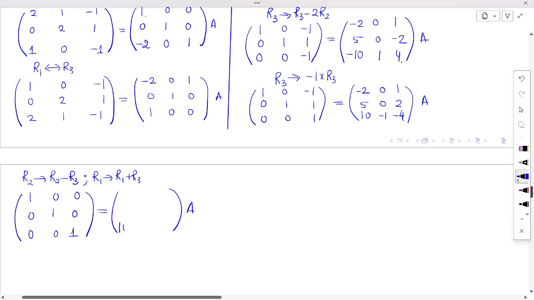Row 3 remains intact, and 5 minus 10 is minus 5, 0 minus minus 1 is 1, 2 minus minus 4 is 6, then minus 2 plus 10 is 8, 0 plus 1 is 1, and 1 minus 4 is minus 3. So if the calculations were right, this is the inverse of the given matrix. So you must check the calculations here.